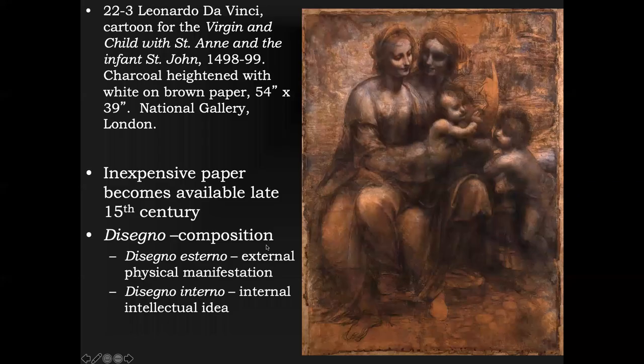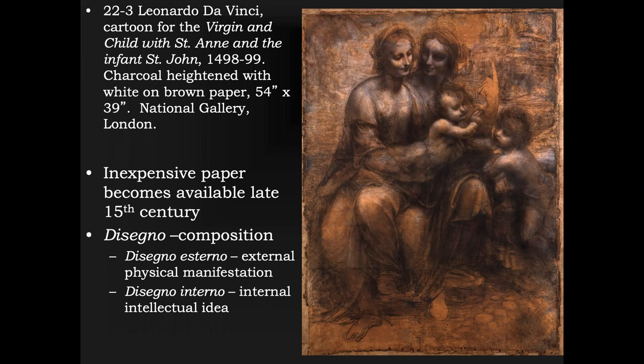So something really cool happened in the West that had happened in other places in the world a long time ago, but enabled artists to practice a little more and experiment a little more. And that was when paper became inexpensive. Before this time in the West, not in other places like China, paper was hard to get. So how are you going to practice? You're going to practice on boards or something like that.